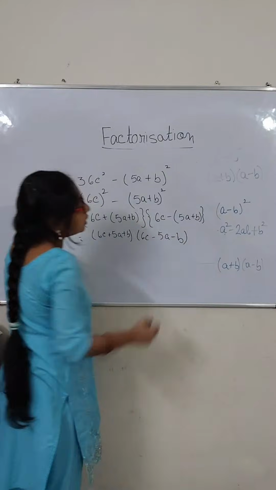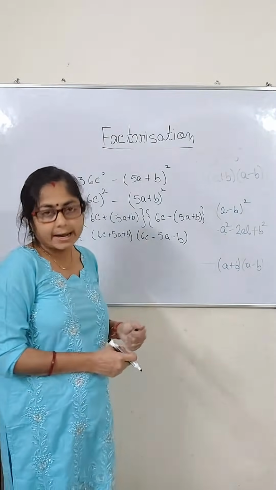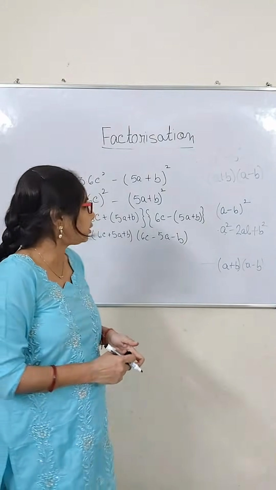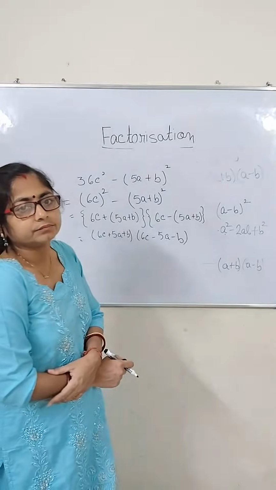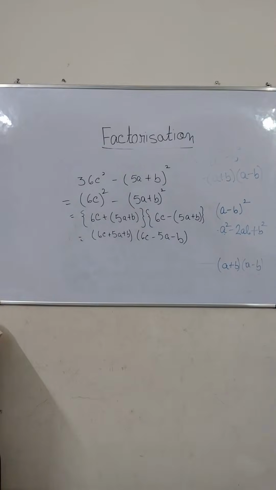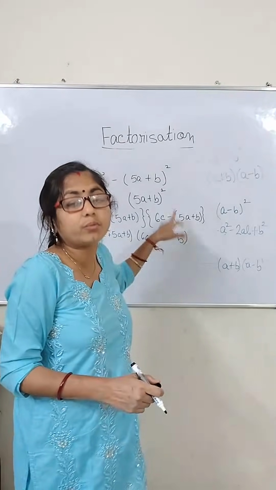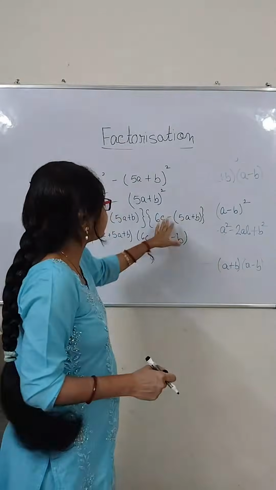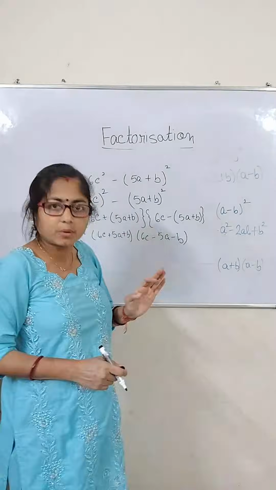Can anybody tell why minus b comes in here? Please write in the chat box if anybody knows why minus b comes here. Because there is a minus sign. When I remove the bracket, plus minus a gives minus 5a and plus minus a gives minus b. Okay?